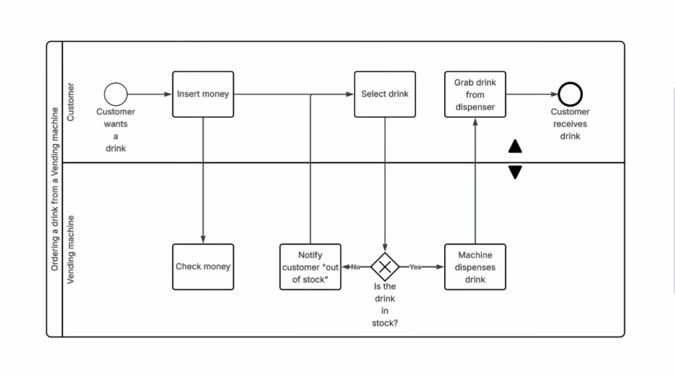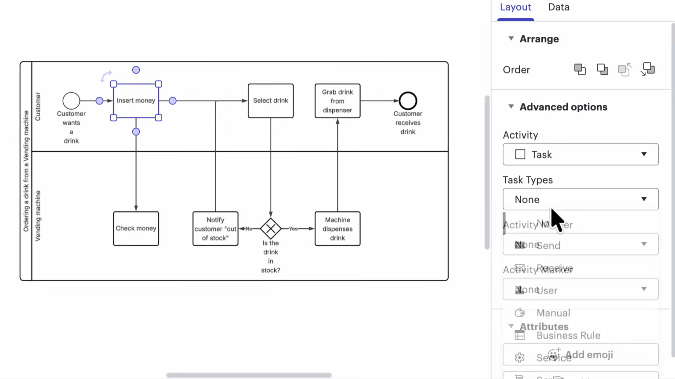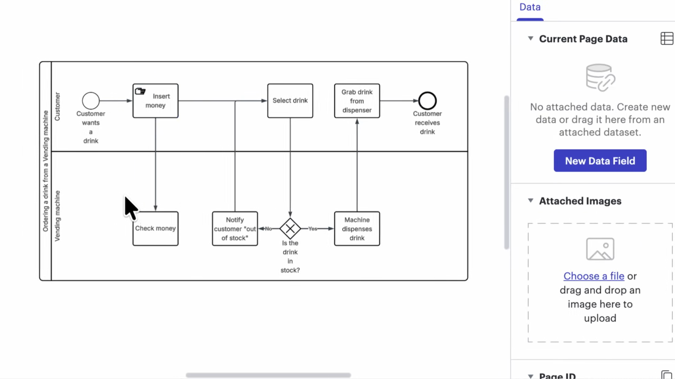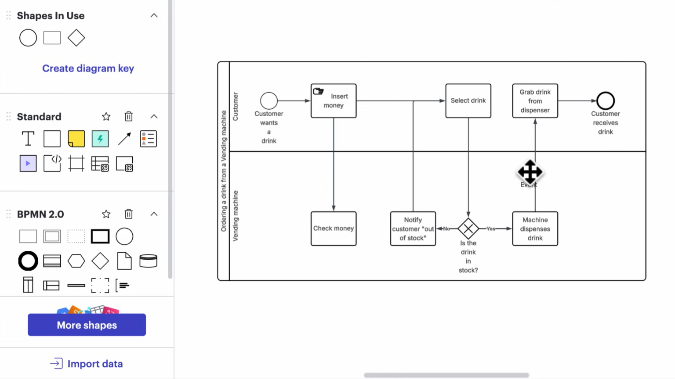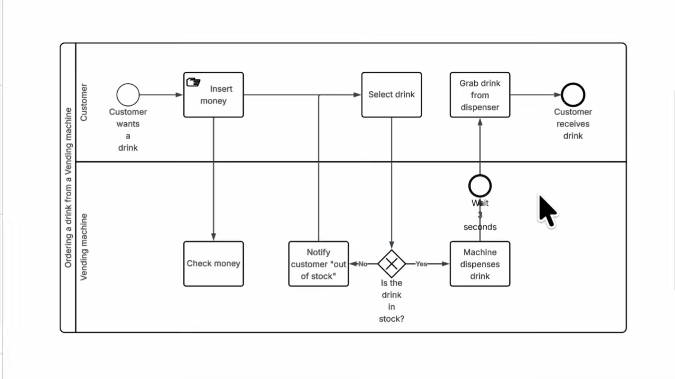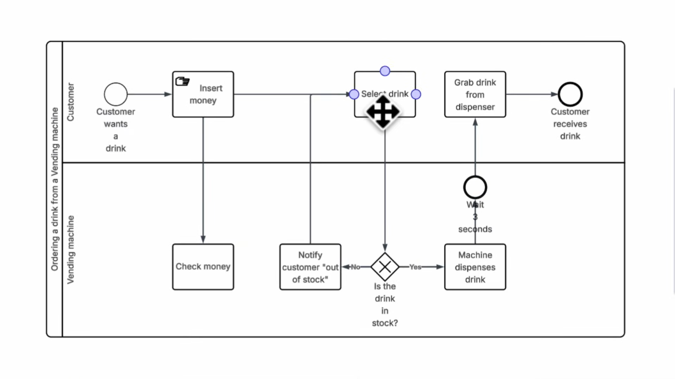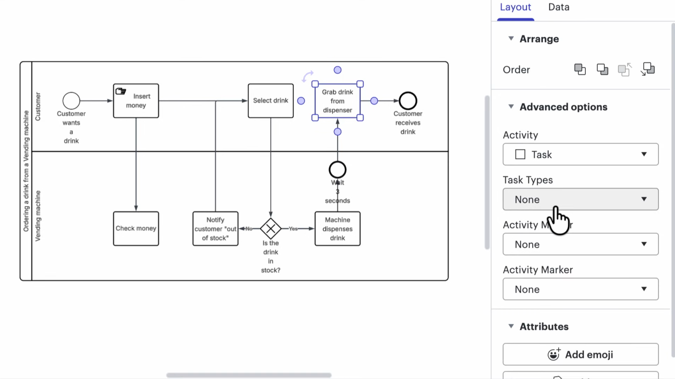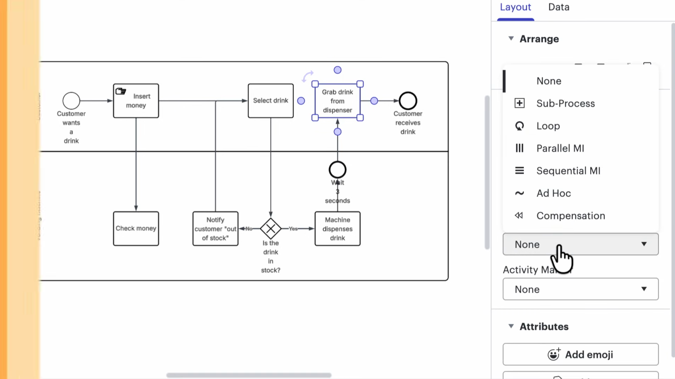Now, if we want to take our BPMN skills a step further, we can add more context. For example, we could mark the insert money activity as a manual task type with a hand icon to show it's a physical action. Or we could add an intermediate event with a timer to indicate a waiting period. Adding these details gives your diagrams more precision, helping teams understand processes faster and make better decisions. As you go deeper into BPMN, you'll encounter more symbols, rules, and advanced elements, but everything builds on the foundation we've covered today.